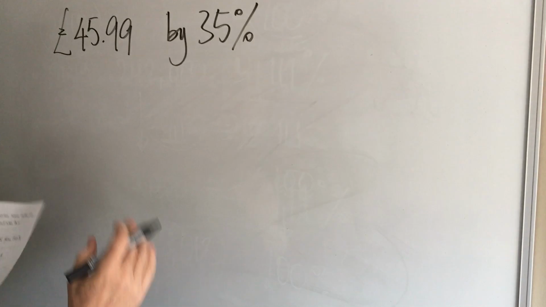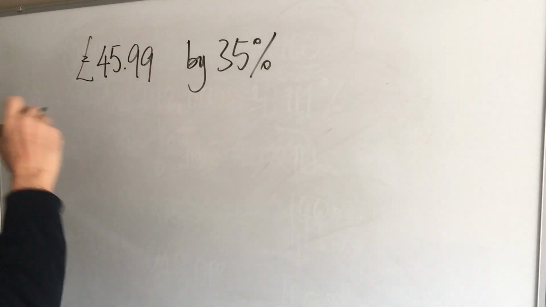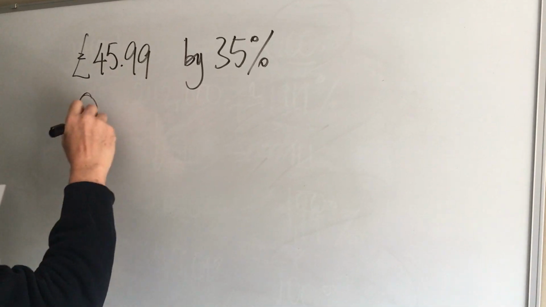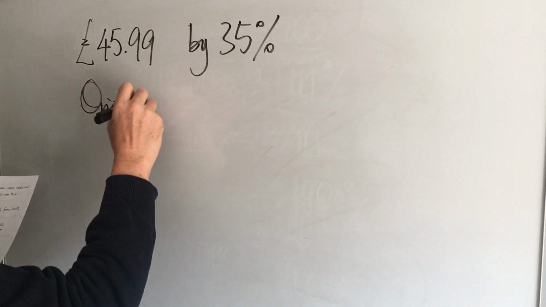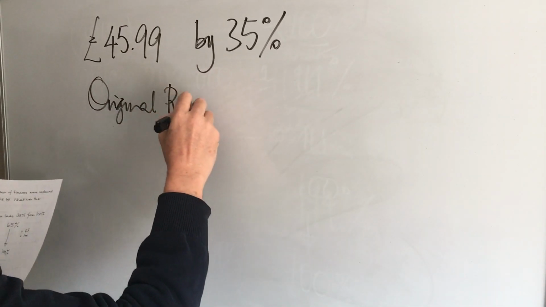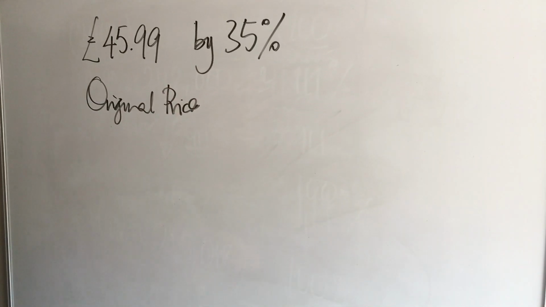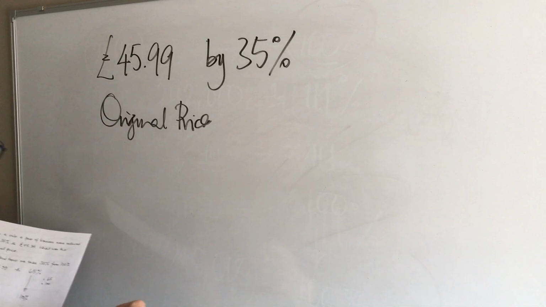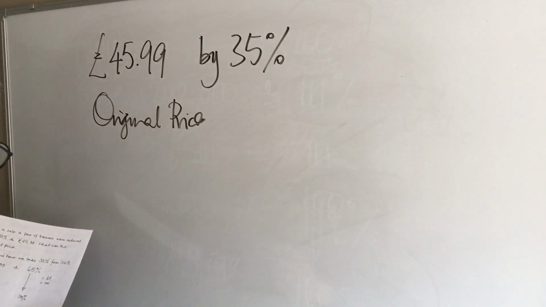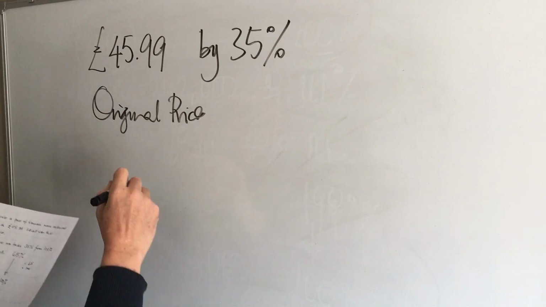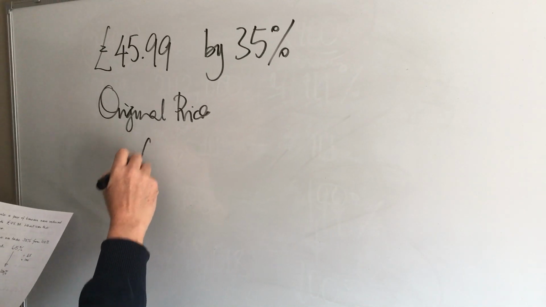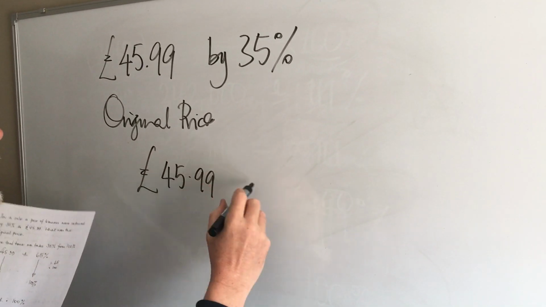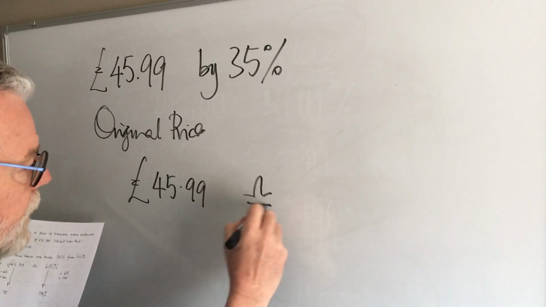Okay, so they've been reduced by 35% to the new price of $45.99, and the question we might be asked is, well, what was the original price? In other words, before they were put in the sale. Okay, now this time, because they've been reduced by 35%, we take that away from our 100. So let's have a look. So we would say now that the £45.99 in percentage terms is equivalent to what?